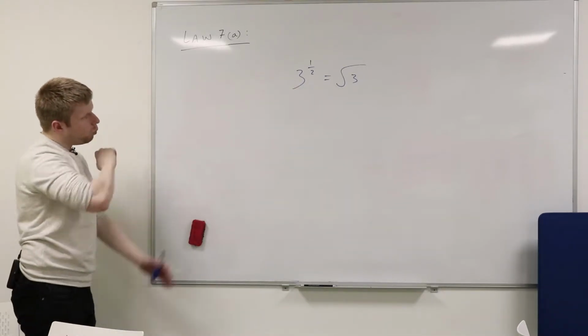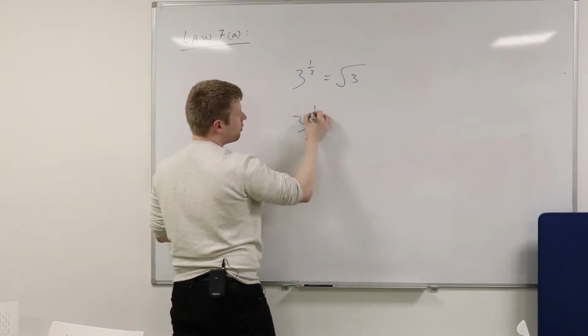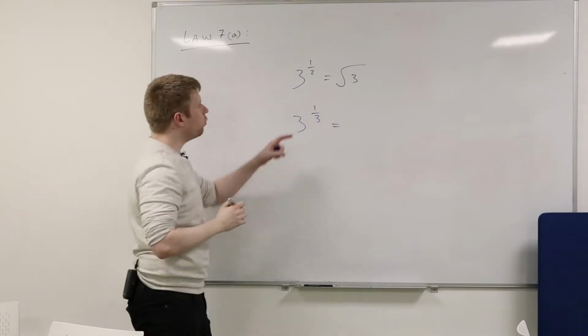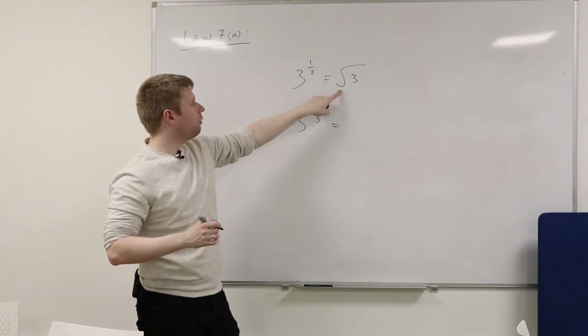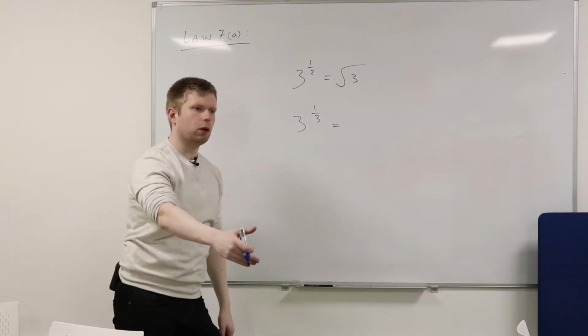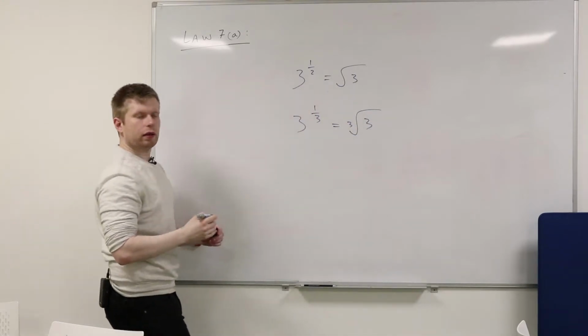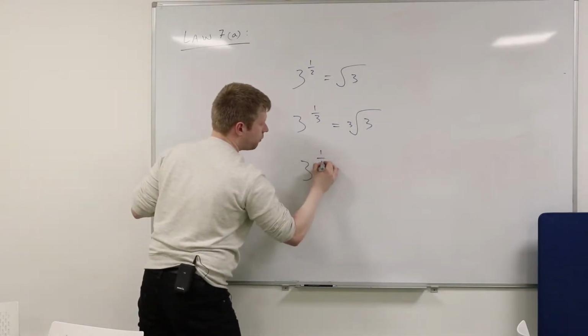So, what's actually happened here? Can we actually think about this? How would I get from a half to a square root? What would 3 to the power of a third be? Can anybody think through the same logic? Good. That would just be the cube root of 3. Okay. What about 3 to the power of a fifth?